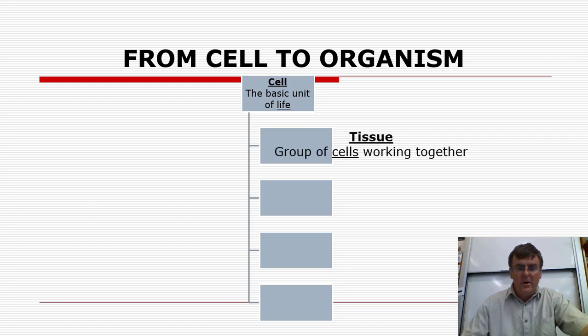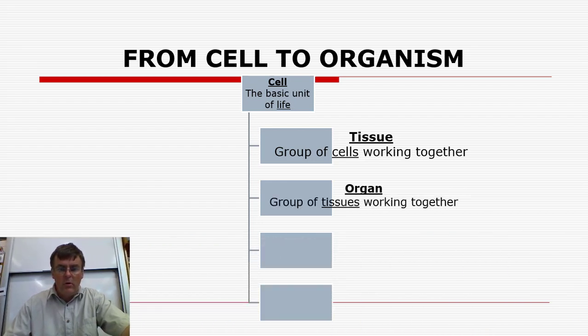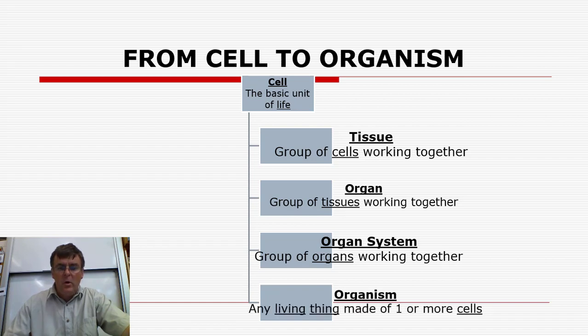Get a bunch of cells together, we've got what's called a tissue. Put some tissues together, you get an organ. Put organs together, you've got an organ system, and a bunch of organs working together, we've got you. So cells go to make up one of you.